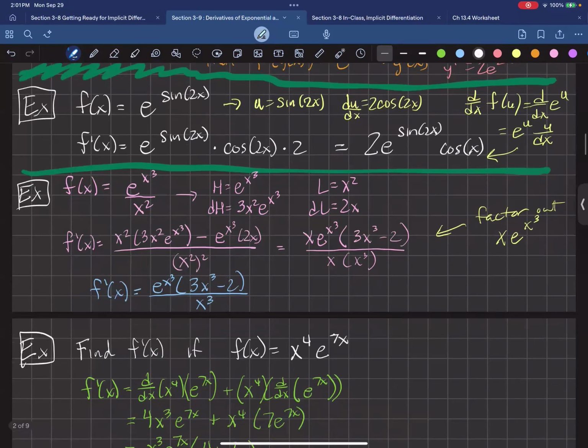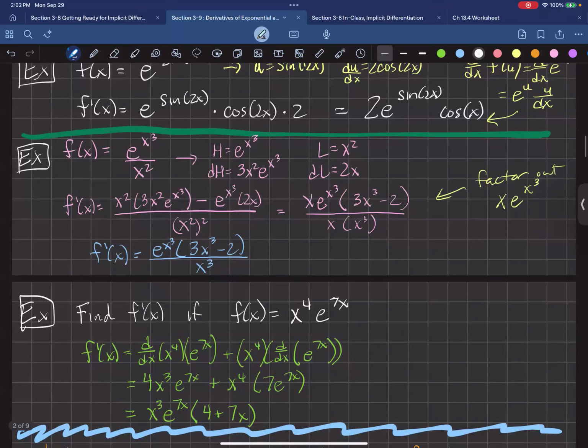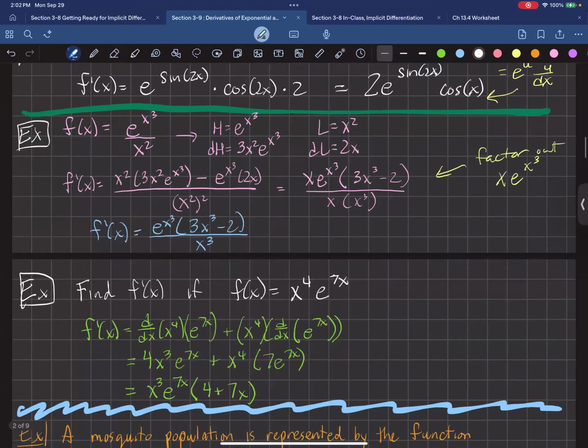Okay? When we do that, we've got 4x cubed times e to the 7x plus x to the fourth times 7e to the 7x. And if we factor out a common factor, x cubed e to the 7x, it looks a little smaller. X cubed e to the 7x times 4 plus 7x. Okay?